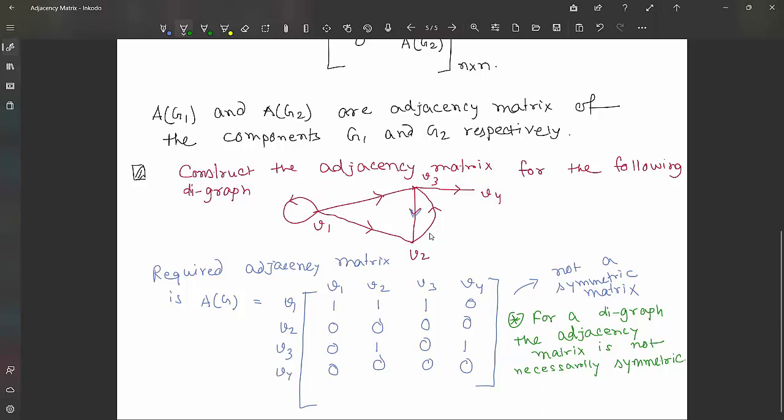Like the previous problem was with a symmetric matrix, so that's why we drew a non-directed graph. But if you get this type of matrix, then obviously the graph generated will be a directed graph. So now we will take another problem, which is of a disconnected graph.